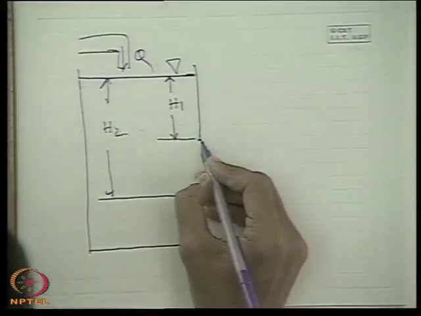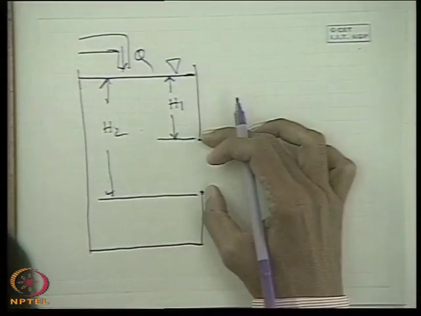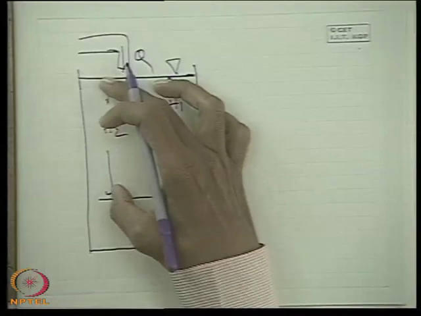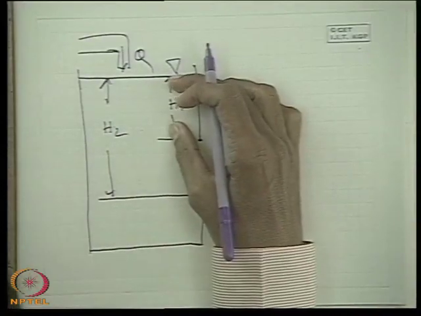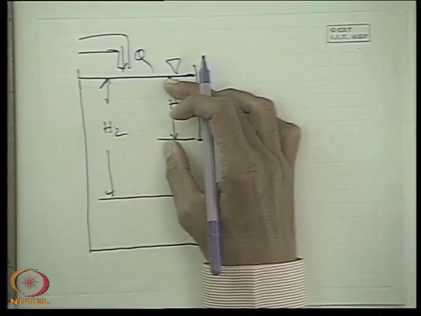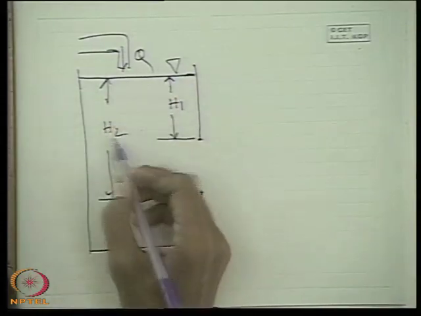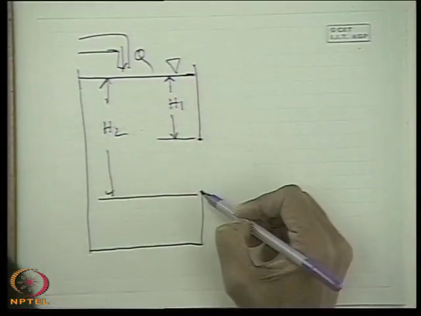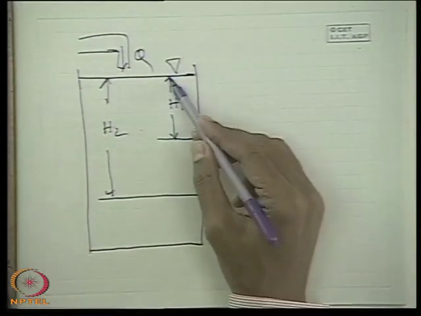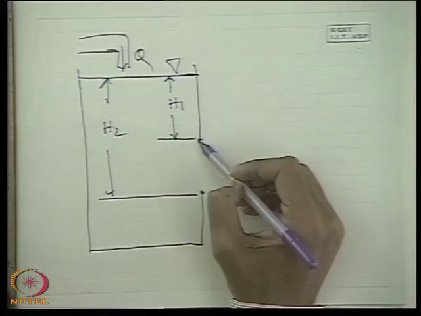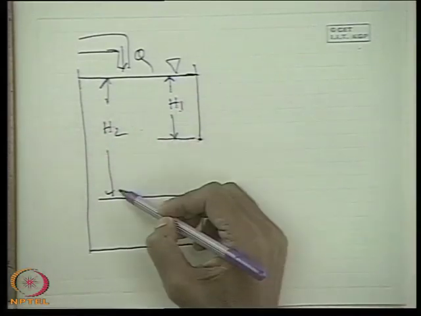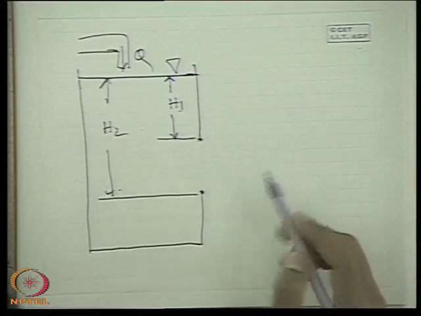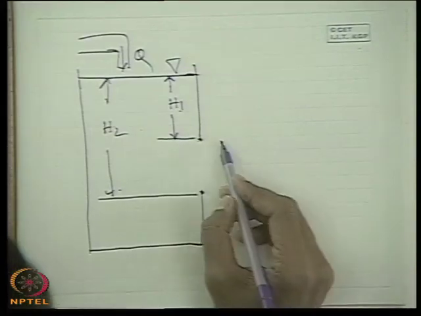But here the orifice is so large that its height is H2 minus H1, so H2 is much bigger than H1. H1 and H2 are not nearly equal. That means the size of the orifice is comparable to the height of the free surface of the liquid above the orifice, comparable to H1 and H2. In that case, what happens is very simple, a simple integration.